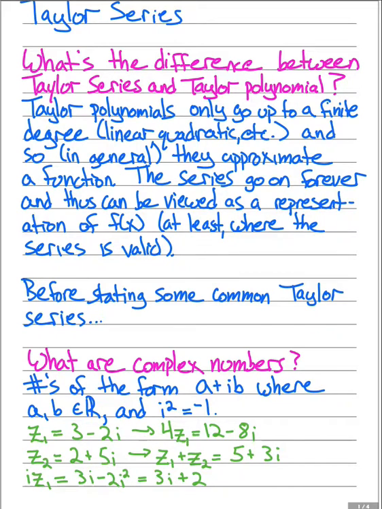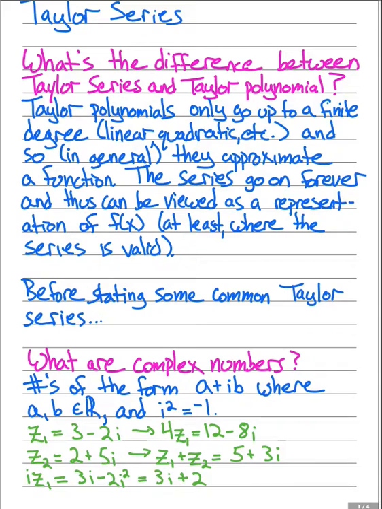A series goes on forever. So when we say Taylor series, we're thinking of a series that goes on forever, and it can be viewed as a representation of the function f of x, at least where the series is valid. And we're going to, in a minute, state some common Taylor series, but actually to enable us to do an example, we're going to go on a little meandering sidebar and talk about complex numbers.